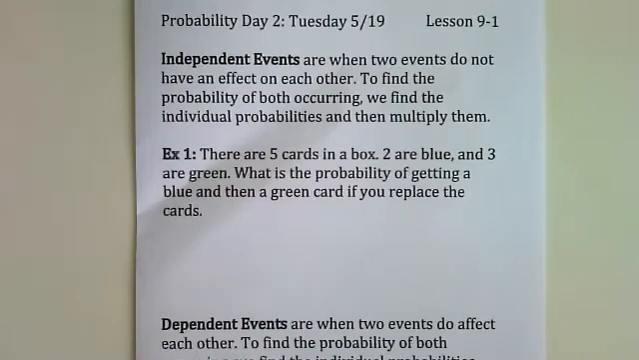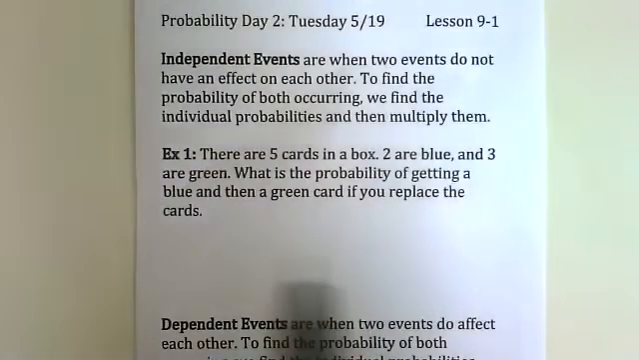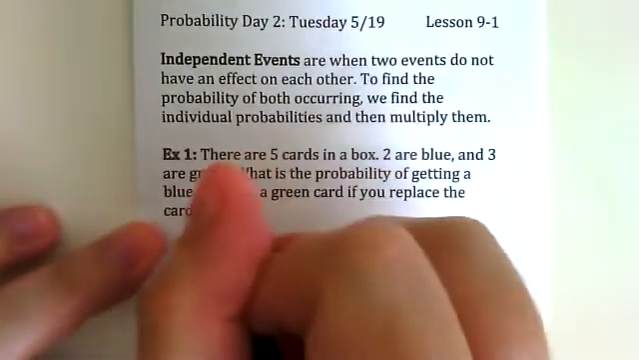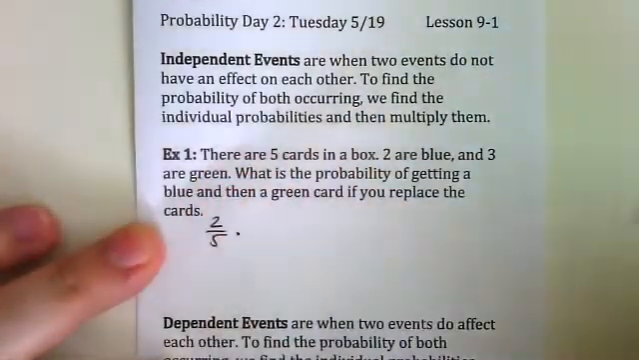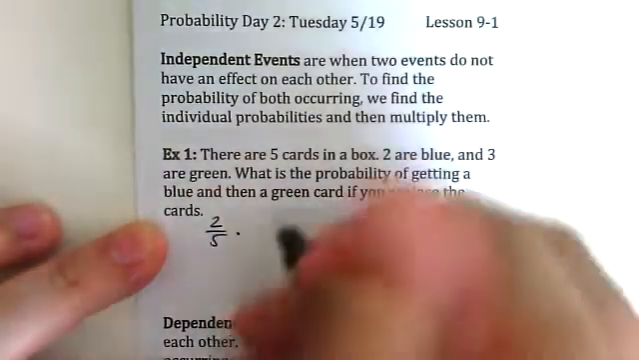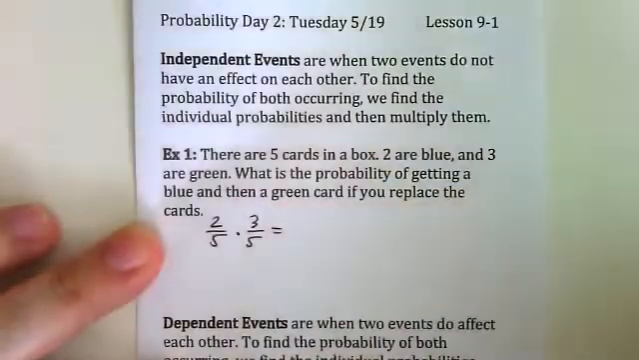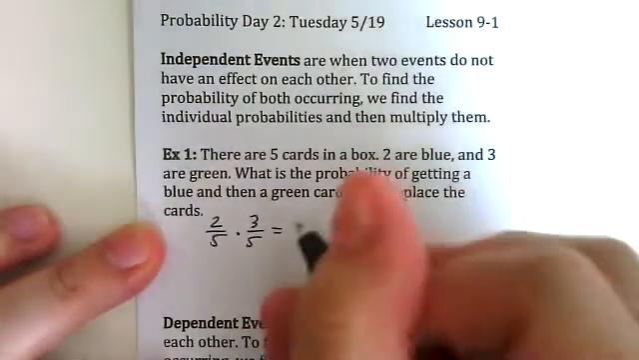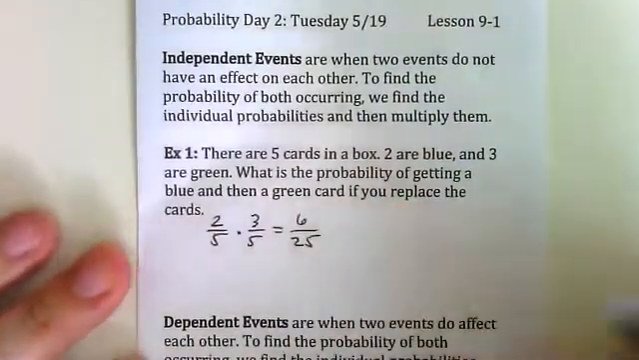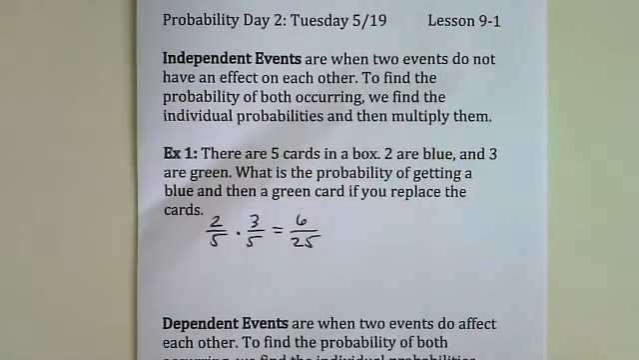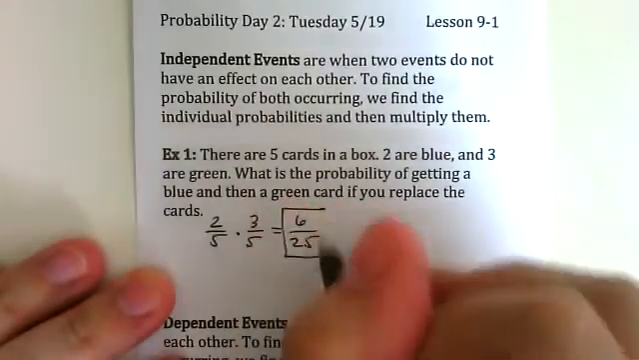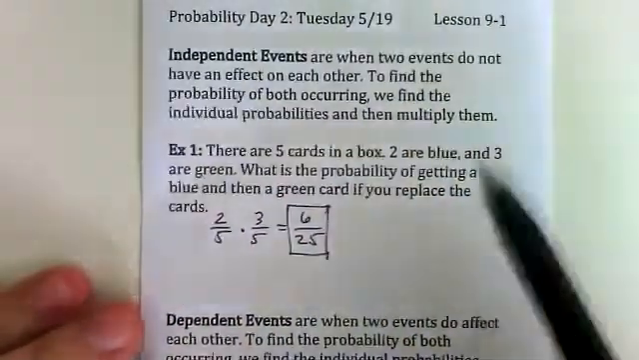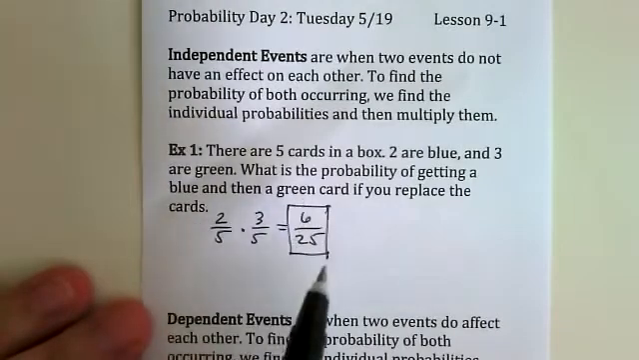So for example 1, we have what is the probability of getting a blue card? So the blue card is going to be 2 out of 5. The green card is going to be 3 out of 5. And then I'm just multiplying these together. So I've got 2 times 3 is 6 out of 25. And then you always have to see if you can simplify them. If you can't, then you're just done. So 6 out of 25 is going to be my answer here. Because I found the probability of the blue, then the probability of the green, and then I just multiplied them together. Okay, so that's independent events.